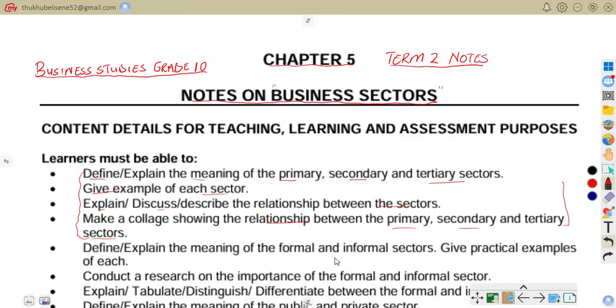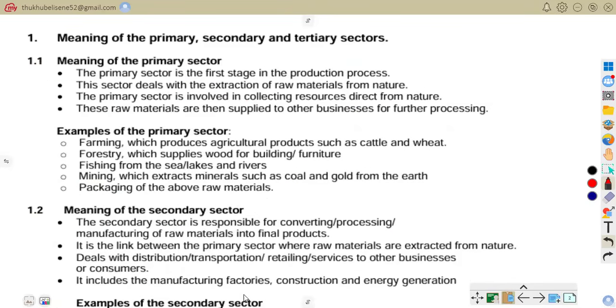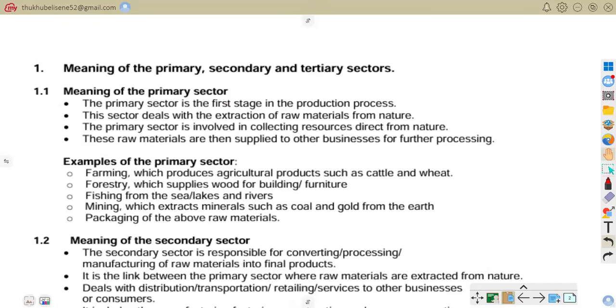So without wasting much time, let us attend to the meaning of the primary sector, secondary, as well as tertiary sector. We are first going to start with the meaning of primary sector.